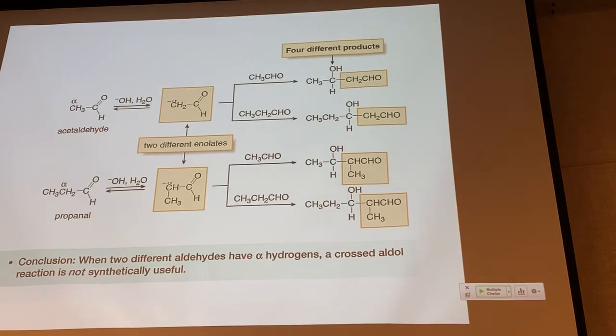They would be constitutional isomers. They'd have the same molecular formula, but you see that the atoms are connected together in a different fashion. So total of 4 different products obtained from a crossed aldol reaction. So this sums it up very succinctly. It is not synthetically useful, with 2 exceptions. There are 2 cases in which crossed aldol reactions are going to be useful.